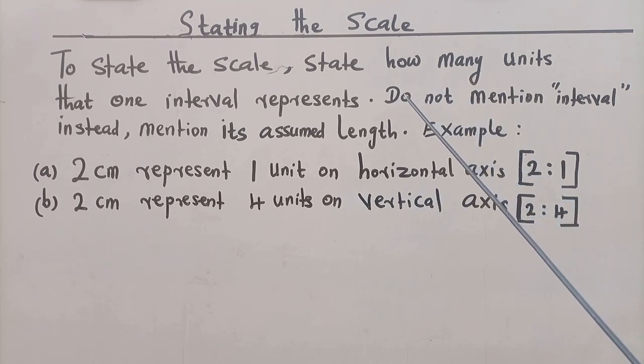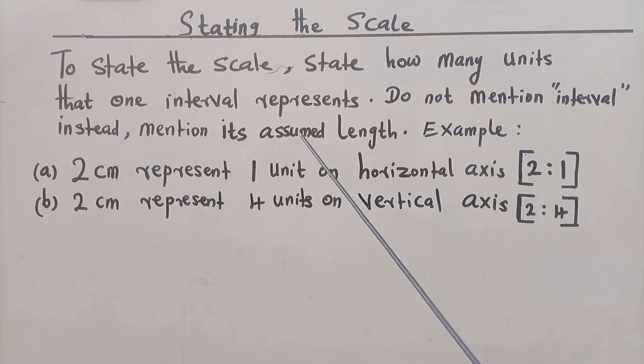We continue. Do not mention the term interval. Instead, mention its assumed length. We remember that earlier I said that anytime we see 5 unit boxes in an interval, we call it 1 cm. If we see 10 unit boxes in an interval, we call it 2 cm. If we see 15 unit boxes, we call it 3 cm. If we see 20 unit boxes to make an interval, we call the interval a 4 cm interval.